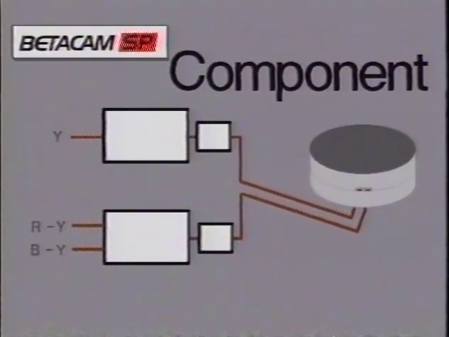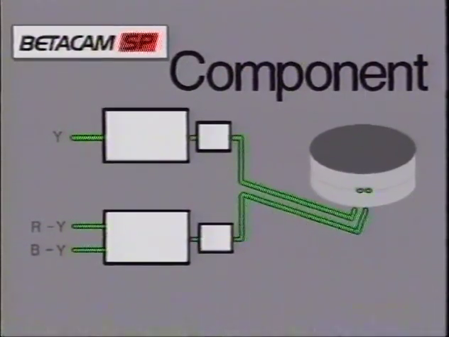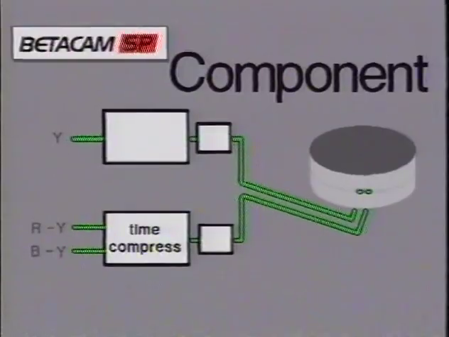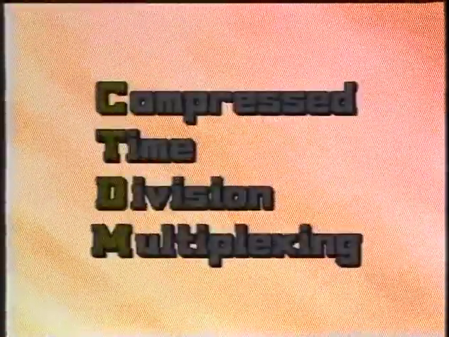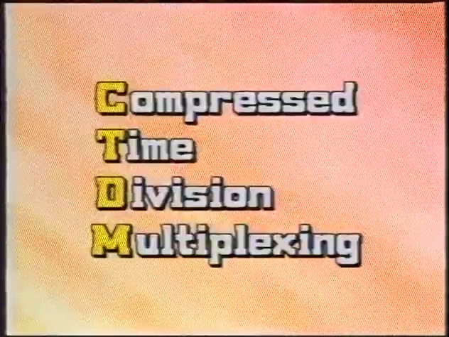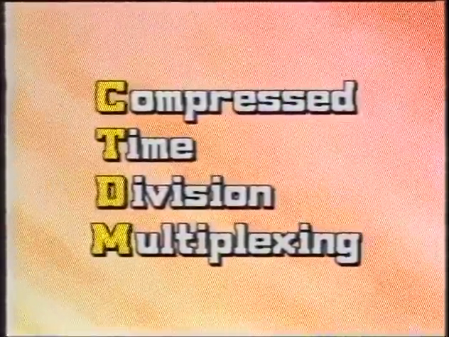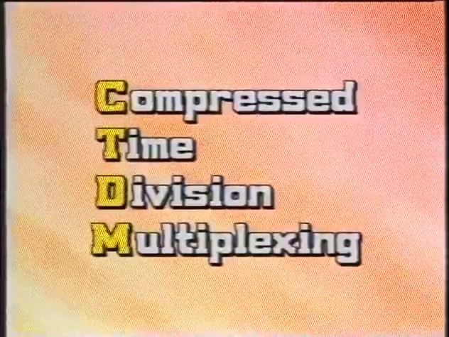Betacam falls into the true component category, keeping the Y and C signals apart, and only combining the R-Y and B-Y in baseband form. This is done by time compressing the signal. This is called CTDM, short for compressed time division multiplexing. The only modulation which needs to take place is the normal FM modulation required by the tape characteristic.